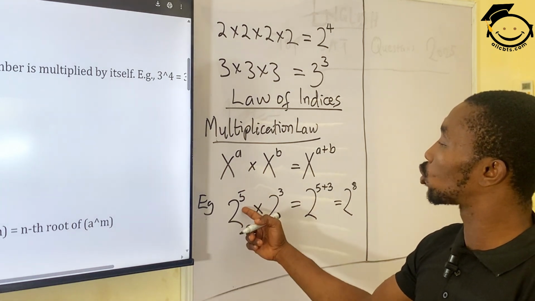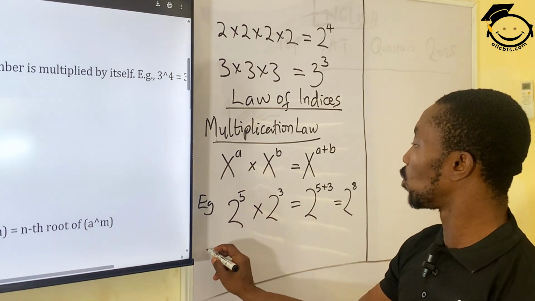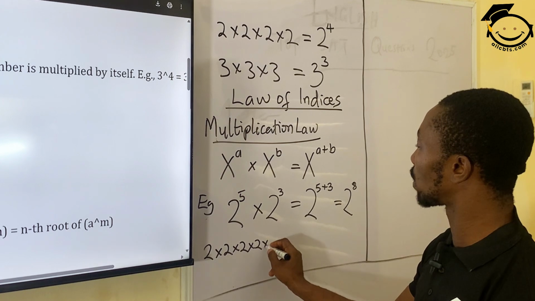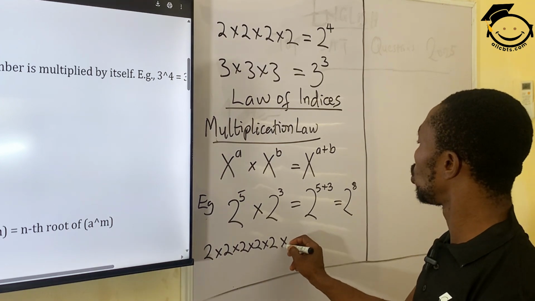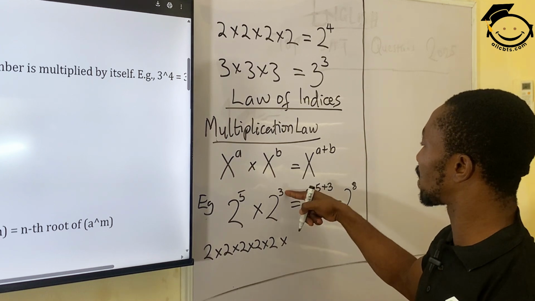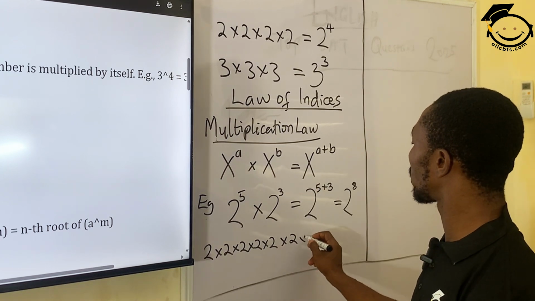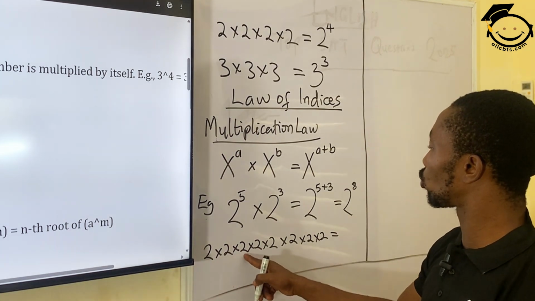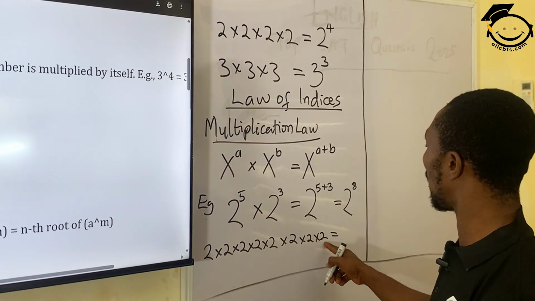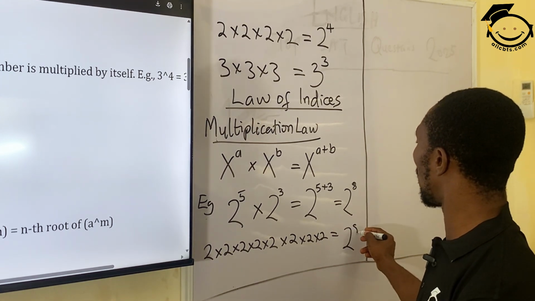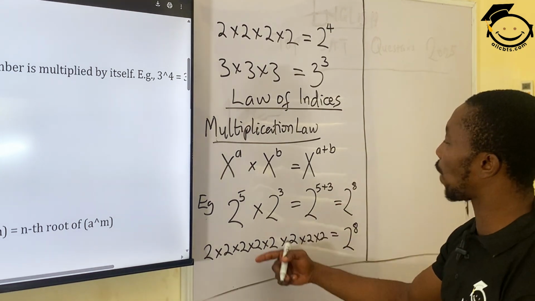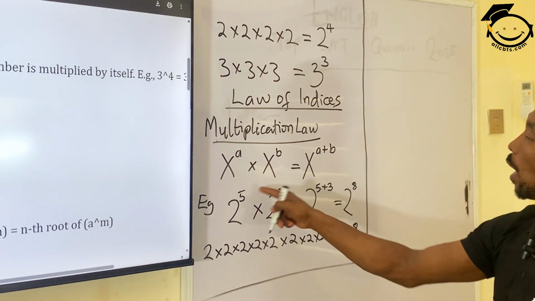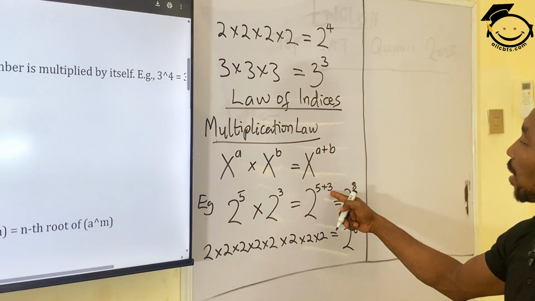Now, to simplify this, let's look at it this way. 2 raised to the power 5 is 2 multiplying itself 5 times. This will become 2 times 2 times 2 times 2 times 2, times 2 raised to the power 3, which is 2 multiplying itself 3 times, 2 times 2 times 2. Put all together, we have 1, 2, 3, 4, 5, 6, 7, 8. That will give us 2 raised to the power 8. So when we have the same base raised to two different numbers, we can simply add them.